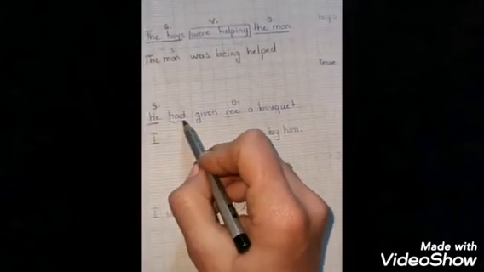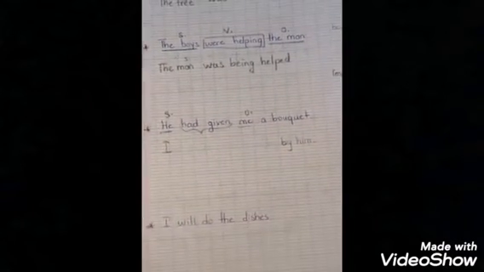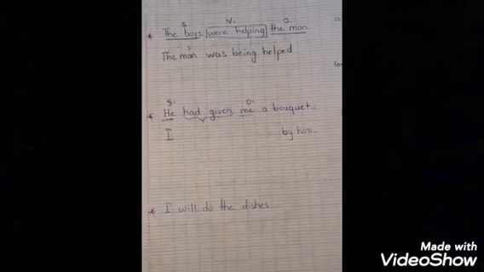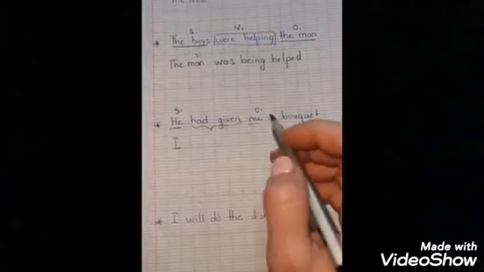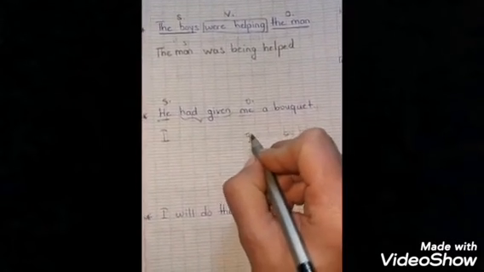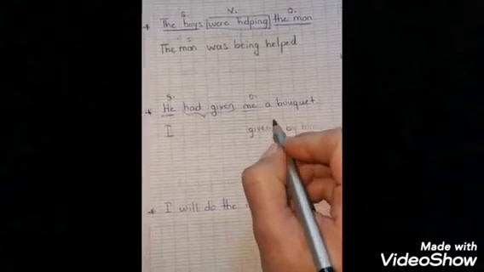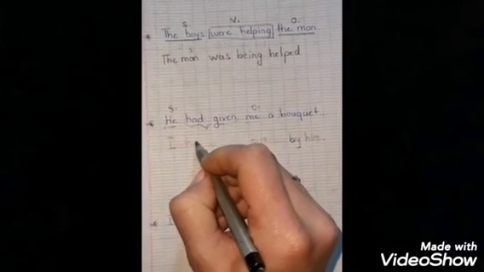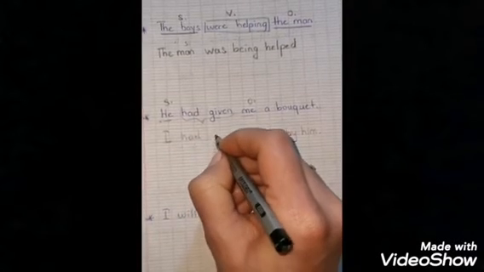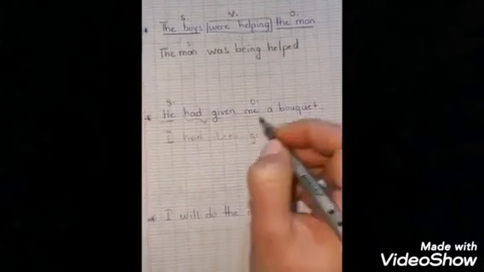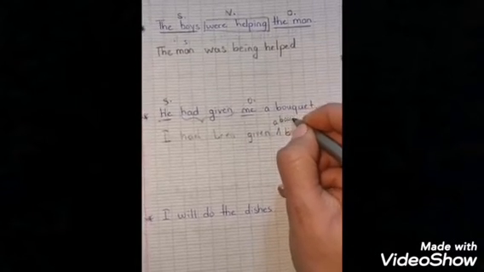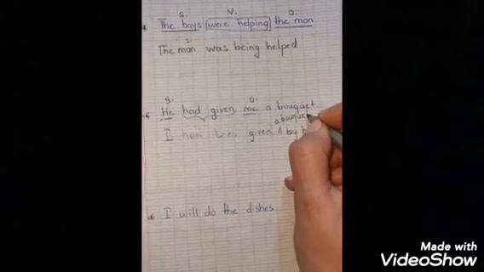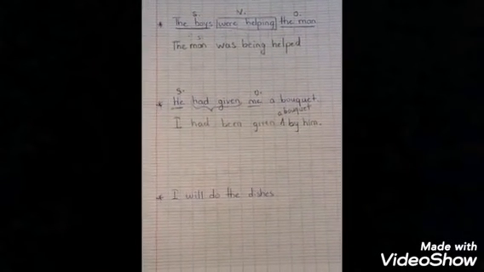Now for the verb. The verb here is in the past perfect tense. So to maintain the tense, I simply have to add the past participle form of the verb. I had been given, and I simply add a bouquet here to make the sentence clear. So I had been given a bouquet by him.